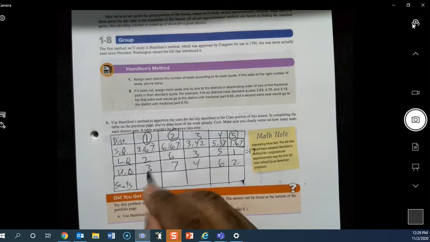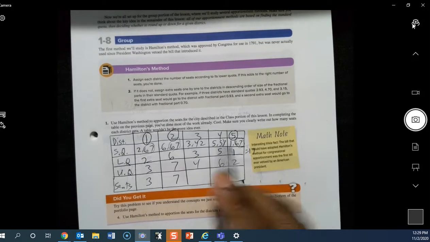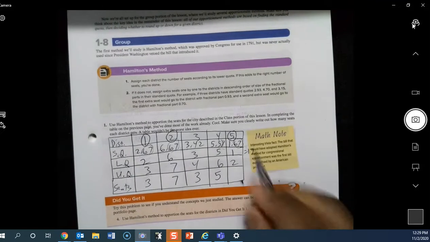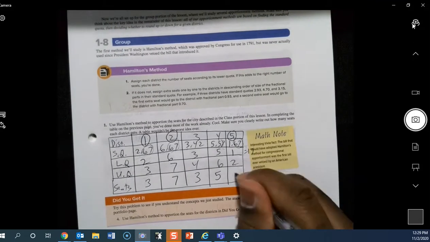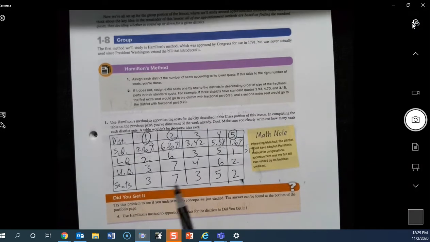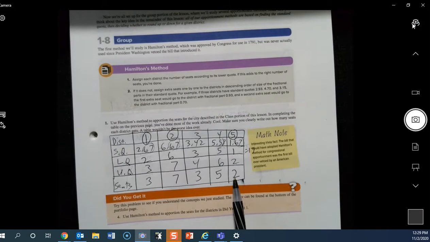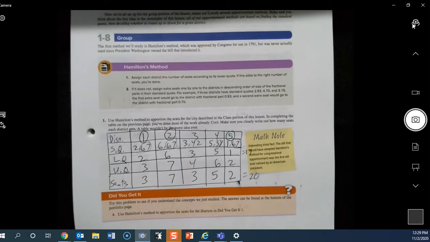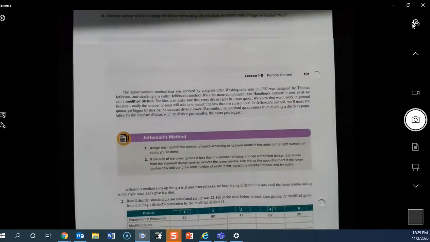So District 1, you will use 3. District 2, you will use 7. Districts 3 and 4, you will continue to use their lower quota. And then District 5, you will use the upper quota as well. Now, when you do all of this, this should equal up to 20. 3 plus 7 is 10, plus 3 is 13, plus 5 is 18, plus 2 is 20. So this will be the amount of seats you would have. Now, we move on to the next page.